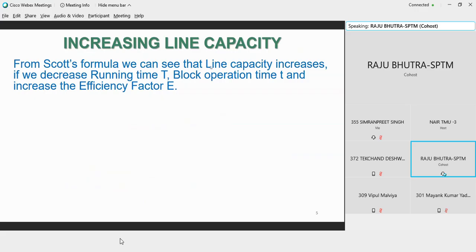From Scott's formula, we can see the line capacity increases if we decrease the time.